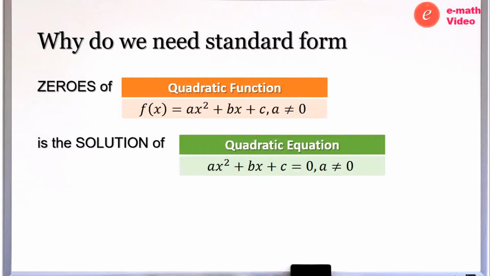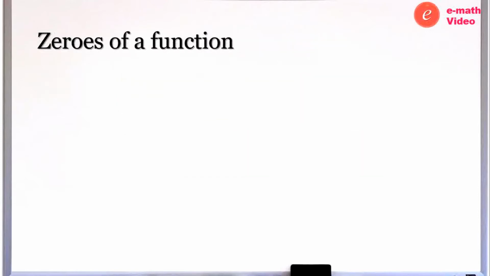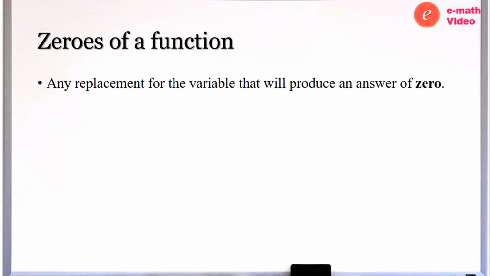Hey wait, what is a zero of the function then? It's defined as any replacement for the variable that will produce an answer of 0. For example, let's say we have a function f(x) equals 2x minus 4, where x is the variable. In order to get an answer of 0, we need to replace x with 2, right? So that we have 4 minus 4, which is 0. Now we can say that 2 is the zero of function f(x) equals 2x minus 4.